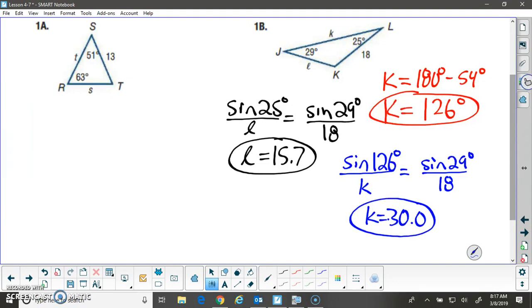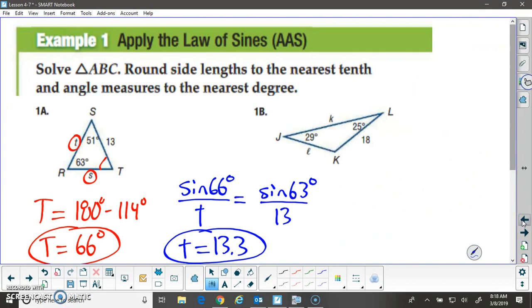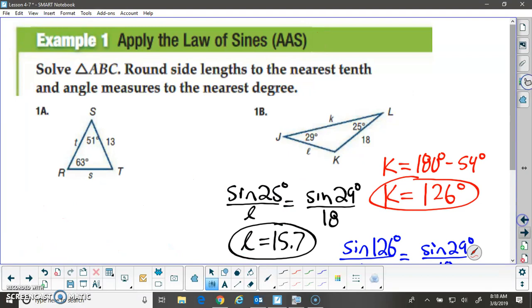And now we've solved for the two missing sides and the missing angle. So that's the first example. Now the next example is called the ambiguous case because this is different. The first example we were given two angles and a side length. If you look right here, we call it the angle side case.